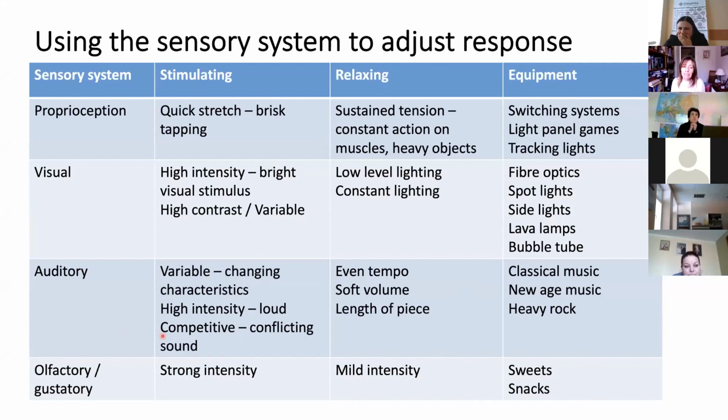Auditory system, anything that is variable, so the tune goes all over the place or very loud, is going to be stimulating. Again, thinking of your nightclubs. Whereas music that is soft and quite long, so thinking like classical type music, which tends to go on for maybe for about 5 minutes, tends to be more relaxing.